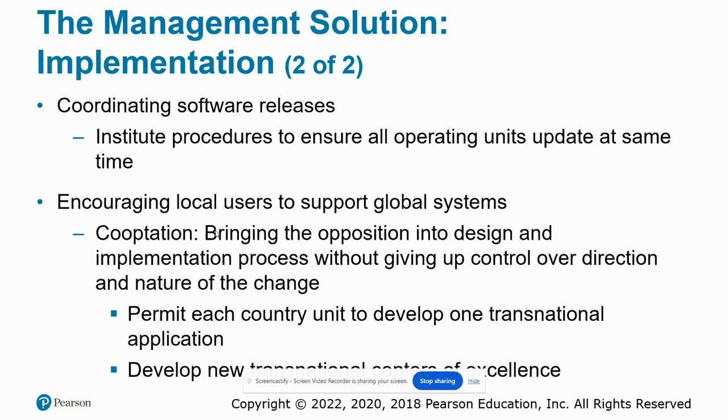Here we continue the discussion of solutions to the management challenges. What types of difficulties might there be in having all units update software at the same time? Why do you think the text suggests that, as much as possible, raw power or commanding people should be avoided when dealing with user resistance?